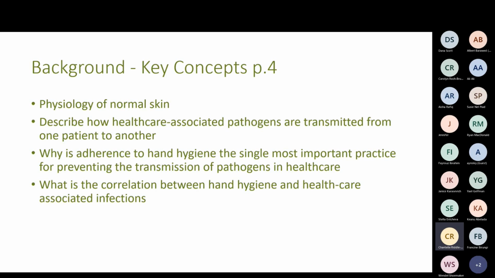What's the correlation between hand hygiene and healthcare-associated infections? Well, we have seen that if hand hygiene rates are high, the incidence of disease has been shown to decrease. We have seen this in multiple studies with MRSA transmission, so methicillin-resistant Staphylococcus aureus. If hand hygiene rates in a facility, a community area, or a long-term care facility are above 80%, it can drastically cut the rate of MRSA in that facility.